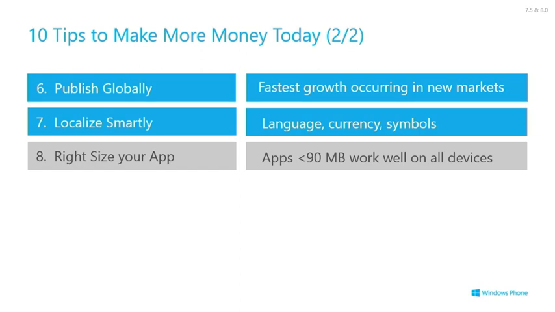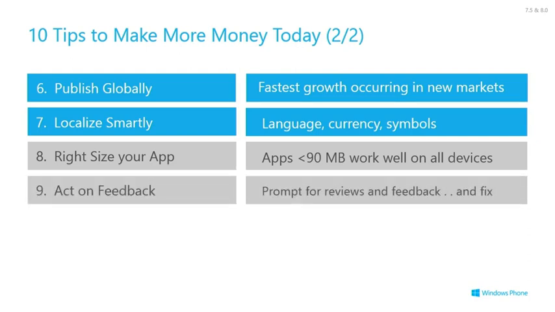Right size your app. 90 megs for 7.1, and it's 150 for Windows Phone 8 applications. Act on feedback. This is really important. So I'd really highly advise you to, on your About page, put some kind of a contact us link, so you could actually fire up the email launcher task. So give people a chance to email you and give you feedback, because you don't want to have bad reviews. Bad reviews is what kills your app.